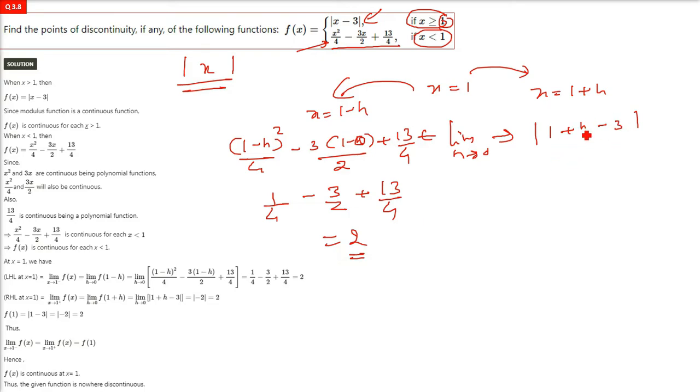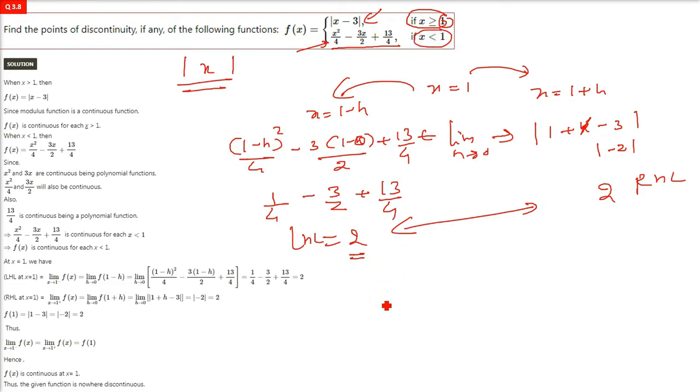On the right hand side, h is 0. So 1 minus 3 is negative 2. And when you take the modulus, it will be 2. Now left hand limit and right hand limit, they are equal. But still one more thing has to be checked at x equals 1.